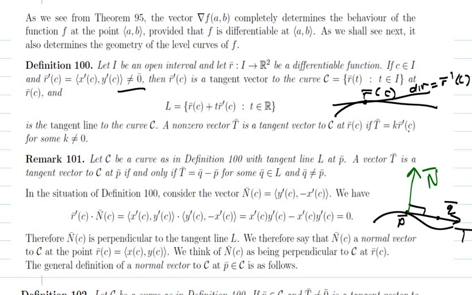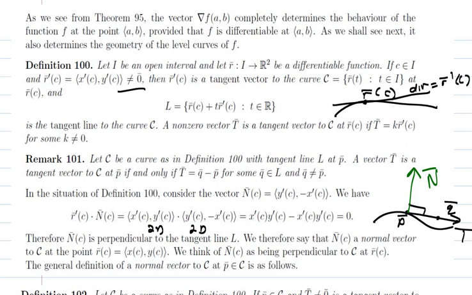this vector must be a non-zero scalar multiple of r'. So in this situation, if we consider the following vector n with components (y', minus x'), and we do the calculation r' dotted with n, remember r' is defined as (x'(c), y'(c)), this 2D vector, and n we define as this 2D vector. If we take the dot product of these two vectors, you multiply the first components plus you multiply the second components, it evaluates to 0.